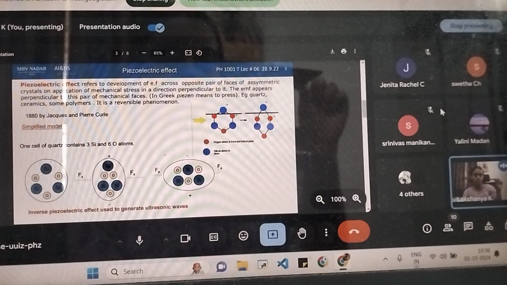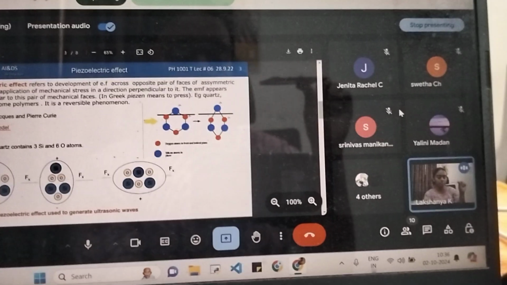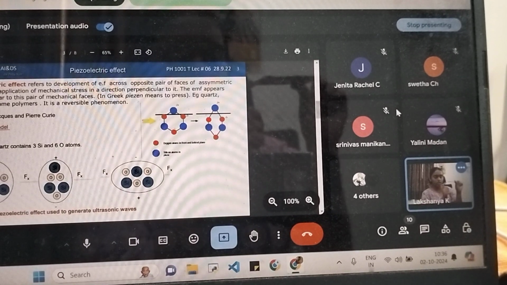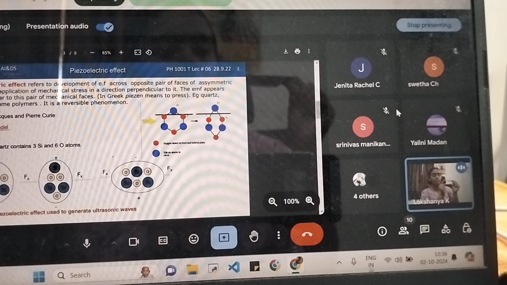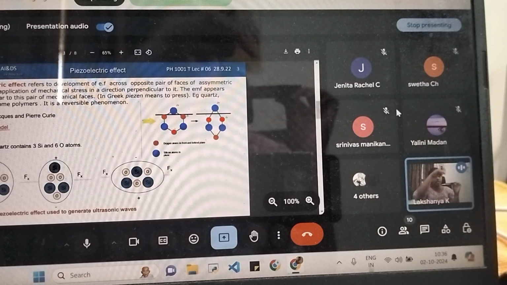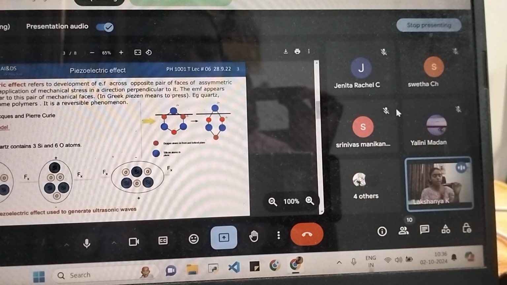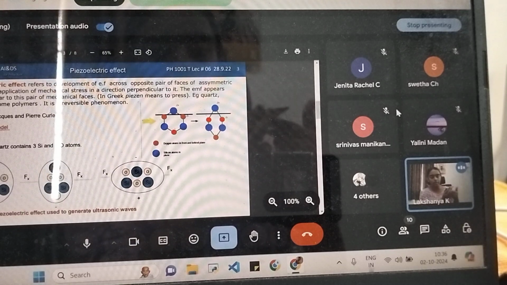So let's assume this is a cuboid, a piezoelectric cuboid, and I am applying force on these two sides, these two sides of the notebook. I am applying mechanical stress, meaning I am compressing it. Then what happens is the opposite faces which are perpendicular to this side, meaning the upper and lower side, an electrical field will be developed.